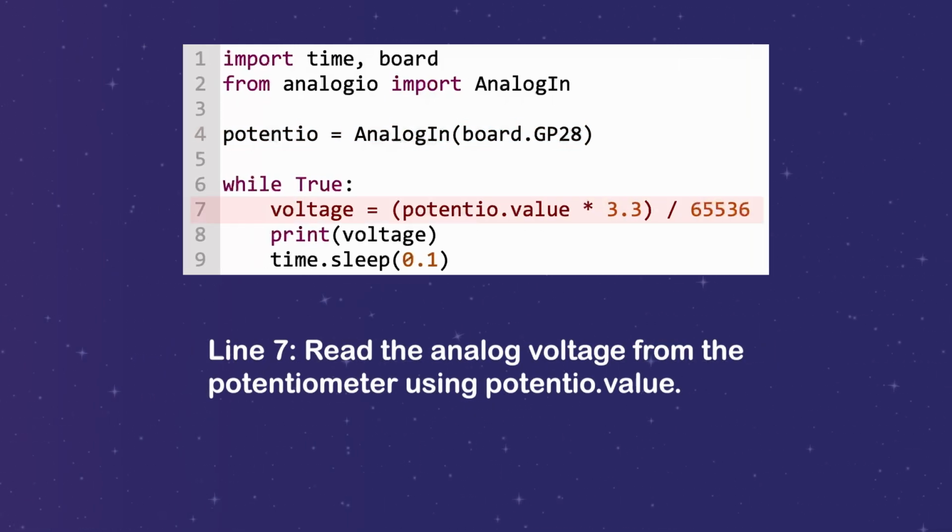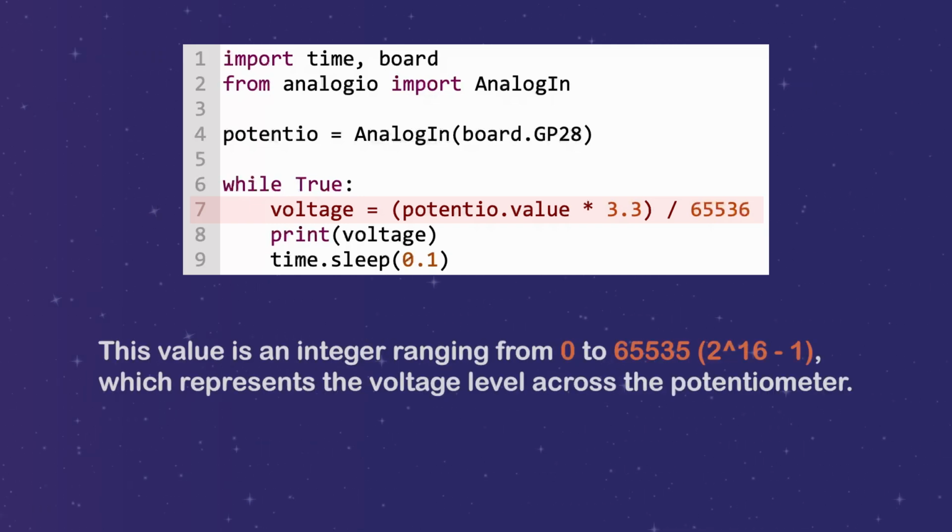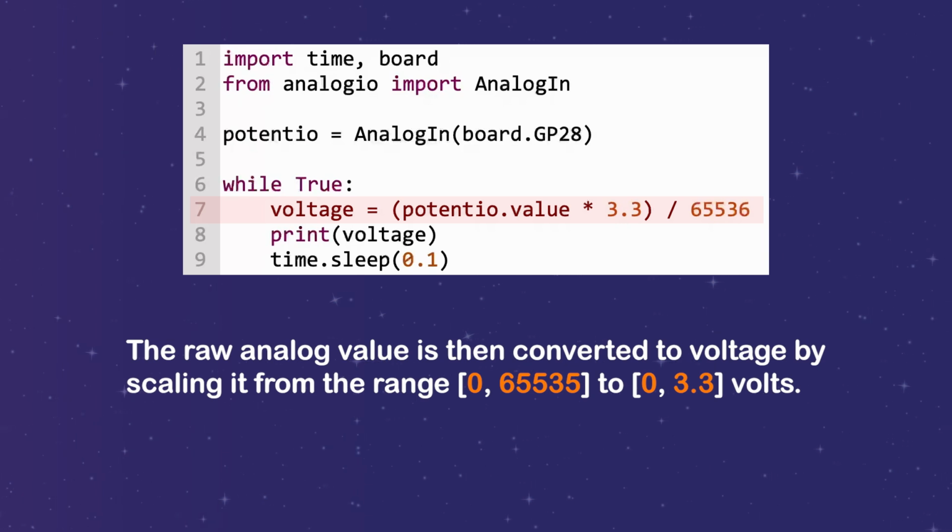Line 7, read the analog voltage from the potentiometer using potential value. This value is an integer ranging from 0 to 65,535, which represents the voltage level across the potentiometer. The raw analog value is then converted to voltage by scaling it from the range 0 to 65,535 to 0 to 3.3 volts.